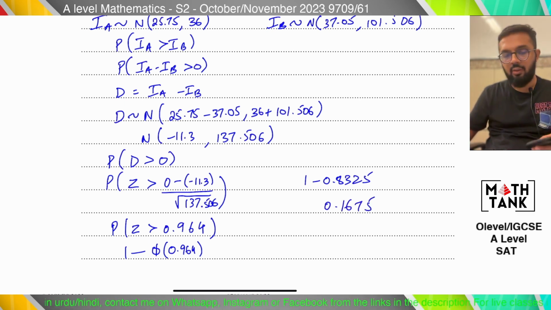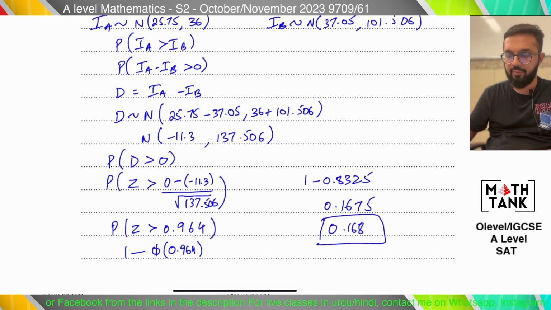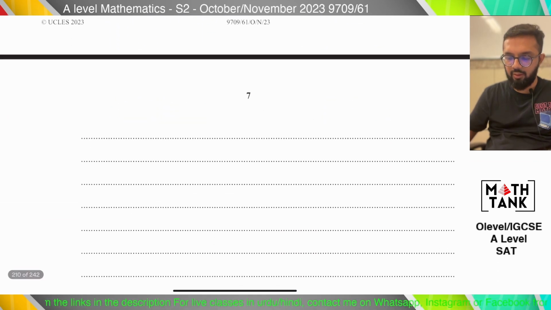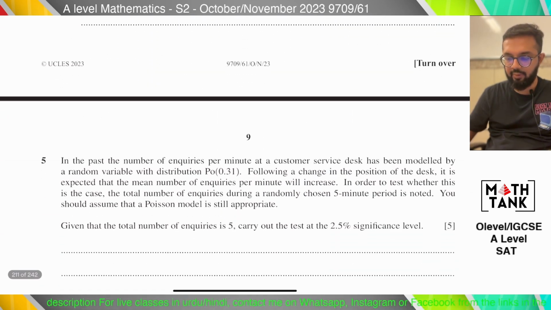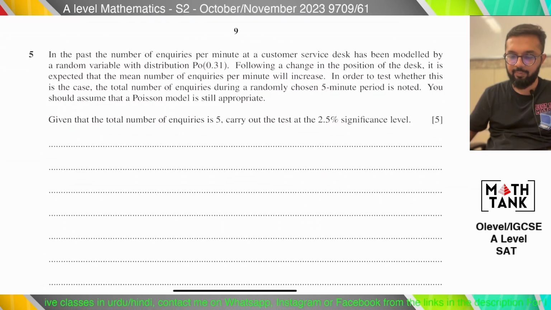0.1675. Correct to three significant figures, I'm getting 0.168. Moving on to the next one. I thought I was running out of space, but there is a lot of space.